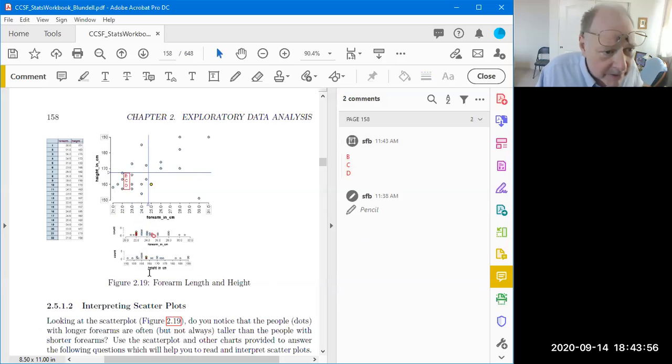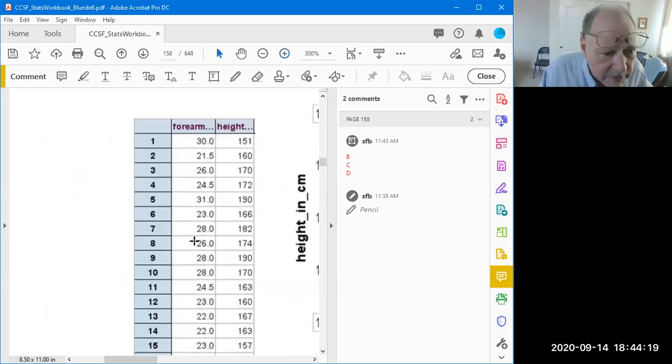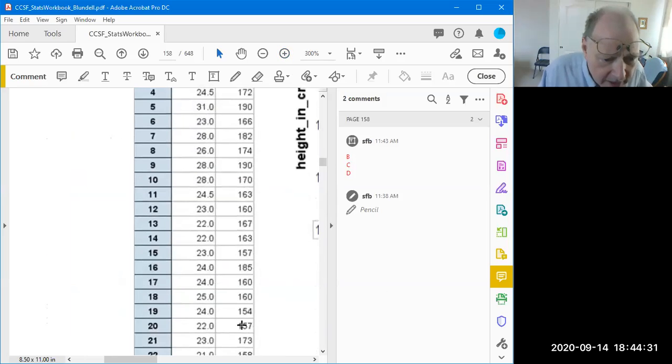So there they are up there. Now, this guy on the bottom, that's the shortest person with a forearm length of 22 centimeters. So I find my people with a forearm length of 22 centimeters, and then the shortest one is going to be person D. So person D could be this guy with 167, or this guy with 163. Or this guy down here is the shortest with 157. So person number 19 is D.